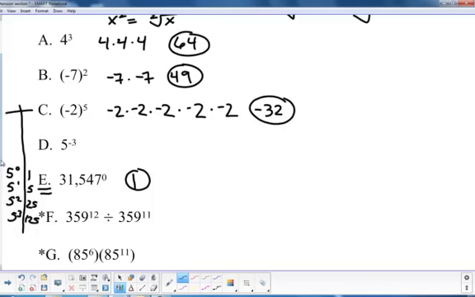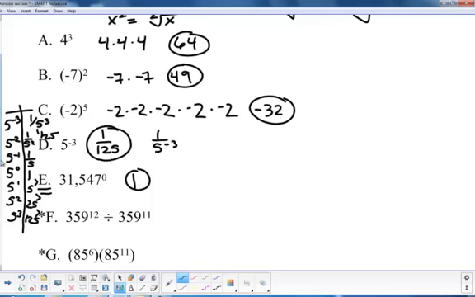If you go backwards, 5 to the negative 1, see how we're multiplying by 5? This is an exponential equation. To go backwards, you would divide by 5. 5 to the negative 2 would be 1 over 5 squared, which is 1 over 25. And 5 to the negative 3 would be 1 over 5 cubed, which is 1 over 125. So negative exponents are improper. We're moving them to the opposite side of the fraction, making them positive.